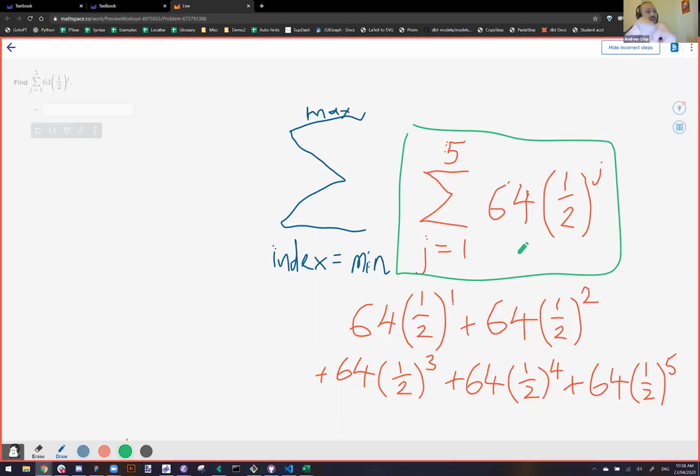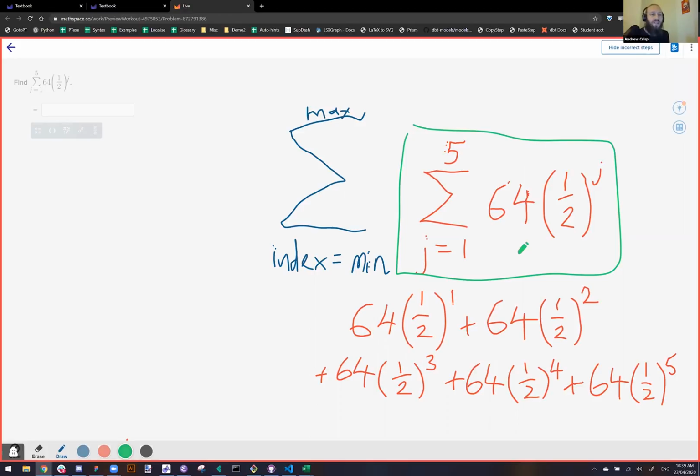So now we need to actually find what this thing is. In order to find this, we have to recognize first that it's a geometric series. We do that by noticing that what changes between each of these values is it gets multiplied by a half. This is 64 multiplied by a half once. This is 64 multiplied by a half twice. 64 multiplied by a half 3 times. Each time we're adding on a multiplied by half.